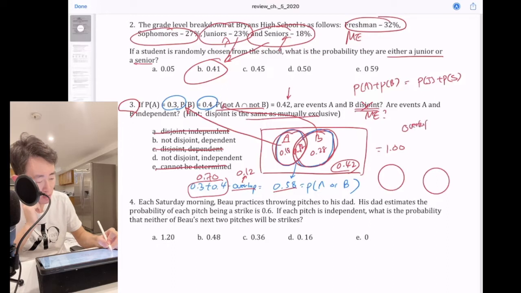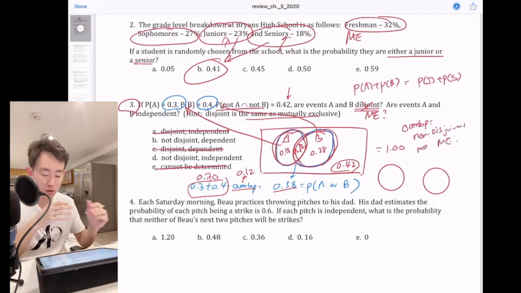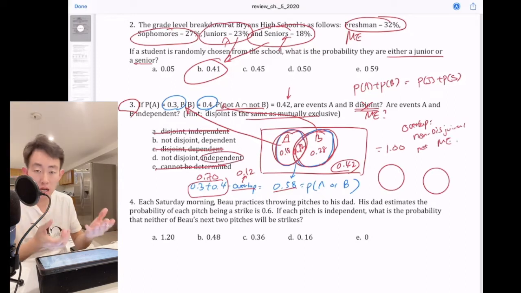Overlap always means that it's going to be non-disjointed, or it's going to be not mutually exclusive. They have a common ground. So now, are they independent or not is the question.